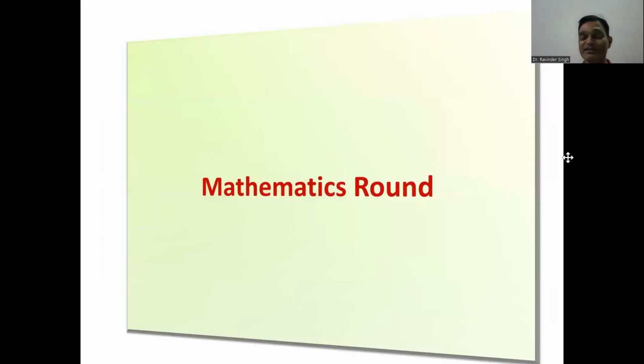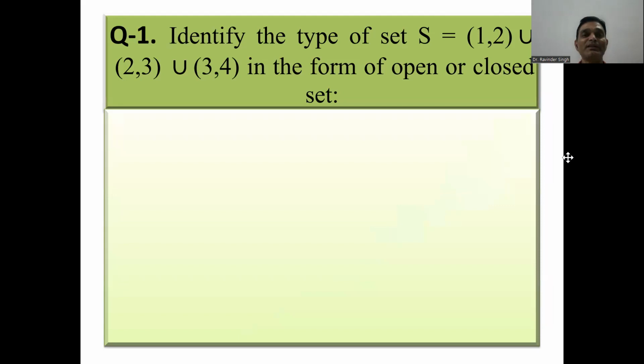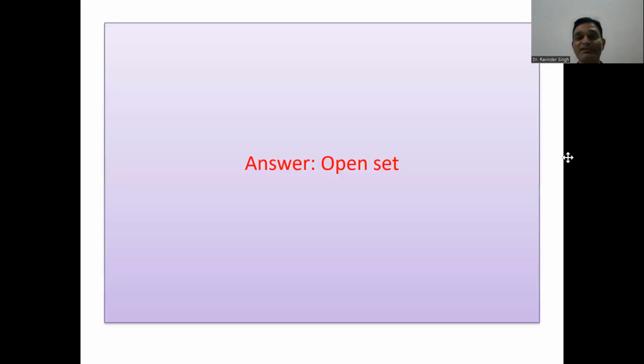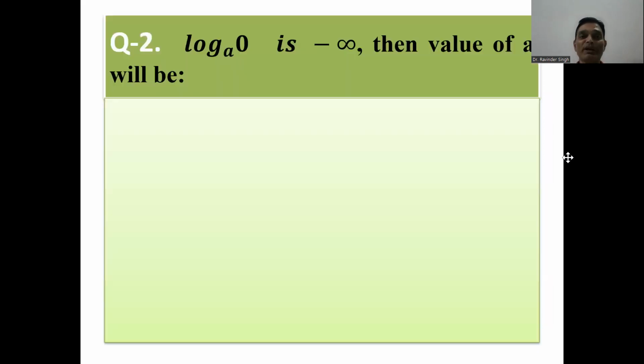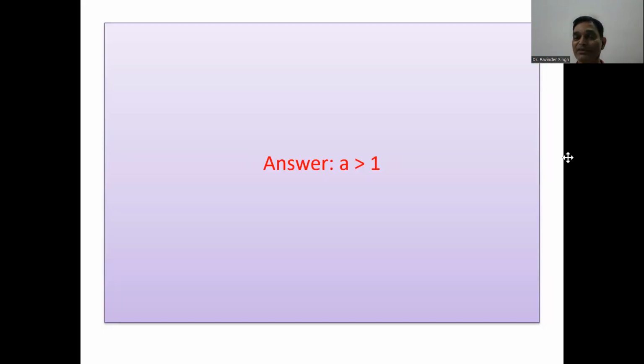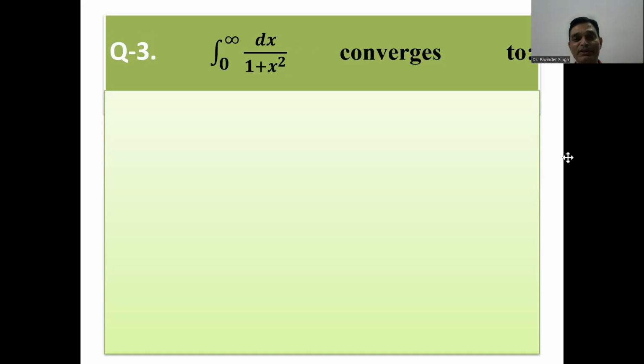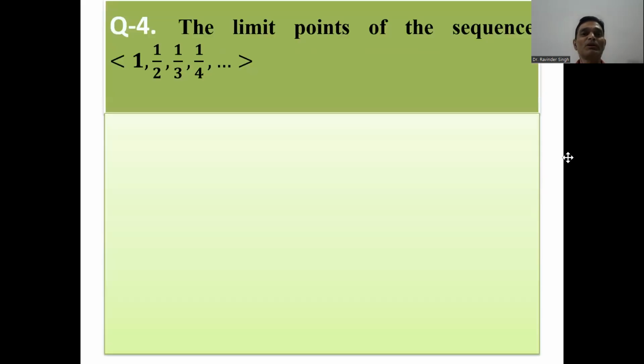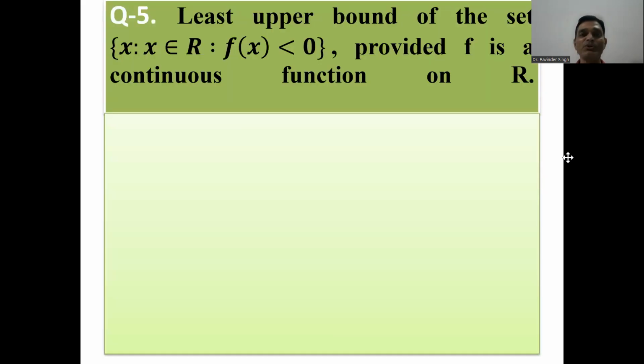Next will be the mathematics round. The first one: identify the following set. The value of S is given in this form; whether it is an open or closed set. The answer is open set. The log A naught is minus infinity, then the value of A will be: the answer is A is greater than 1. The integral from 0 to infinity of dx divided by 1 plus x square converges to pi by 2. The limit points for the sequence 1, 1 by 2, 1 by 3, 1 by 4 and so on: the answer is 0.